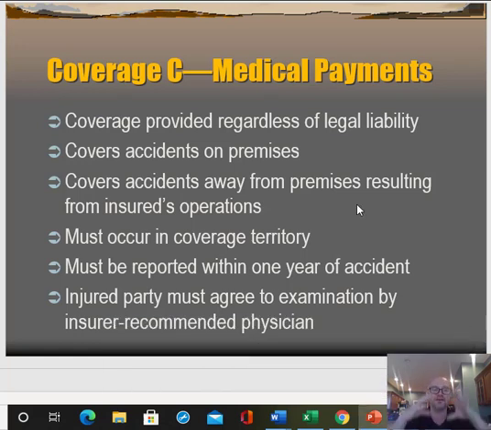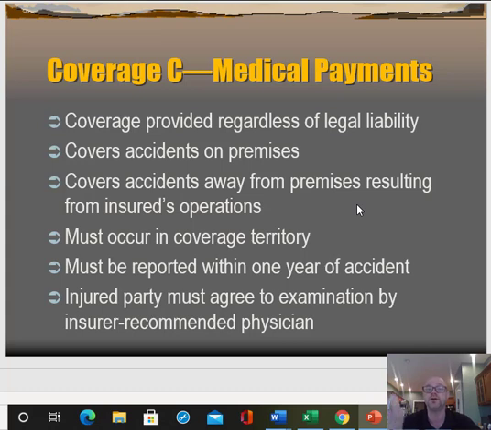It covers things that happen on the premises, and it covers accidents away from the premises as long as they result out of the insured's operations. Has to occur in the coverage territory. So U.S. territories, Puerto Rico, Canada. Here's another big part. It's got to be reported within 1 year of the accident. So we're going to impose a little bit of a time limit. If it's longer than that, fine, sue me, and we'll have to deal with this under Coverage A.